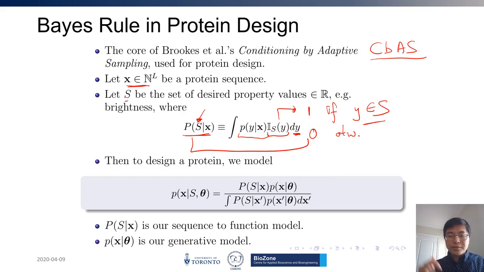Okay, there it is. You can have a sequence to function model parameterized by a neural network. You can have a generative model also parameterized by a neural network. But it's not that simple. The problem with that is our denominator. So the denominator, what does it mean? Let's take a look at that on the next slide.